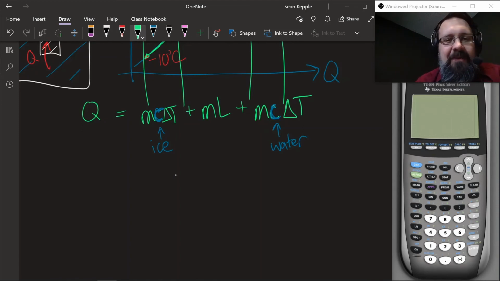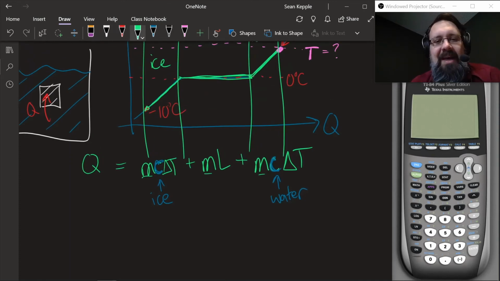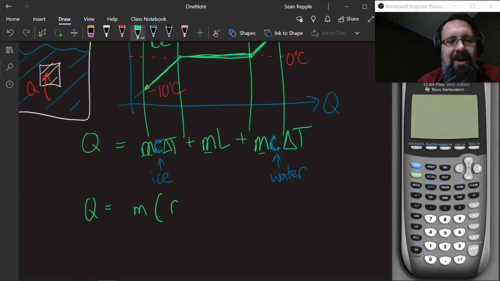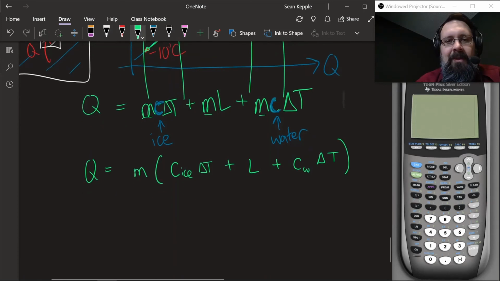So Q, the first thing we notice is that all these masses are the same. This is the mass of the ice when it was ice, this is the mass of the ice when it was changing its phase, and this is the mass of the ice after it was melted and turned into water. So all of those masses are the same, and I can just factor that out. Then I'm going to have C of ice times delta T, plus L, plus C of water times the delta T over there. All right, I'm going to start plugging in now.